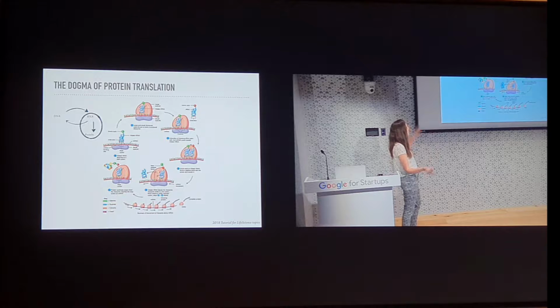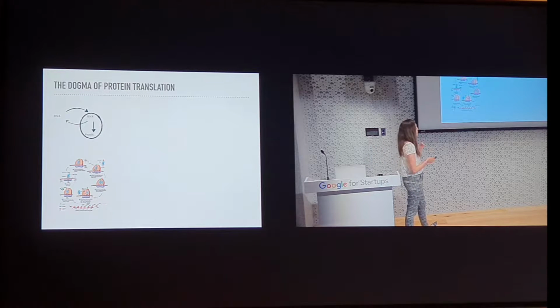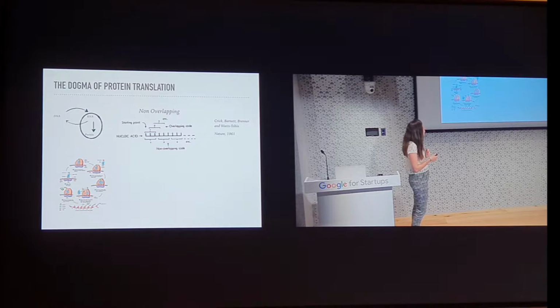The ribosome will disassemble and move on to translate another mRNA. This is the classical dogma of protein translation, and it has two very important features. The first is a non-redundant manner of translation. What does that mean? I told you that translation is done in triplets. Each triplet of nucleotides would be translated into one amino acid, and this is done in a non-overlapping manner. So the ribosome would translate one triplet, then move on to the next triplet.